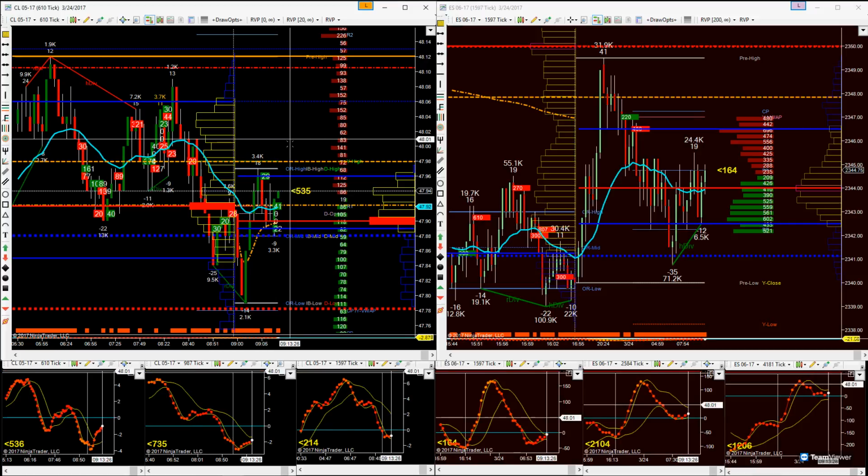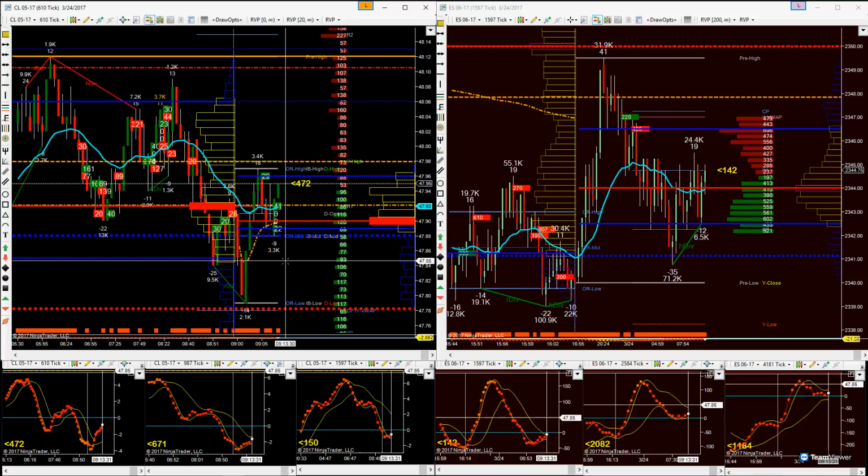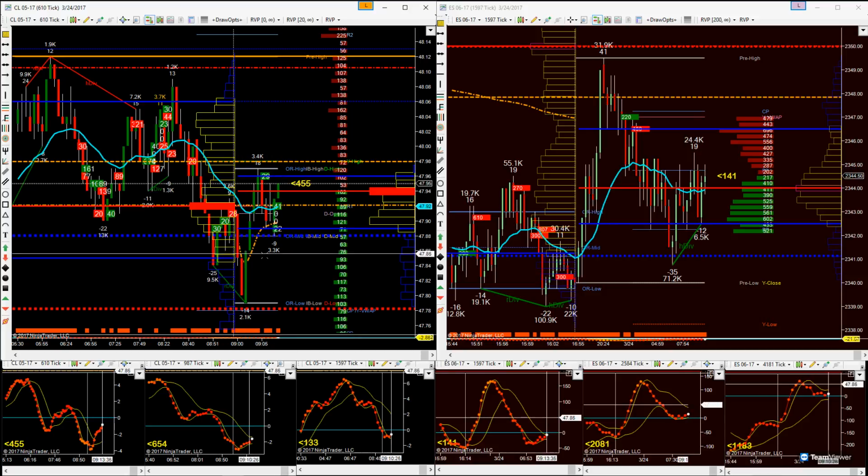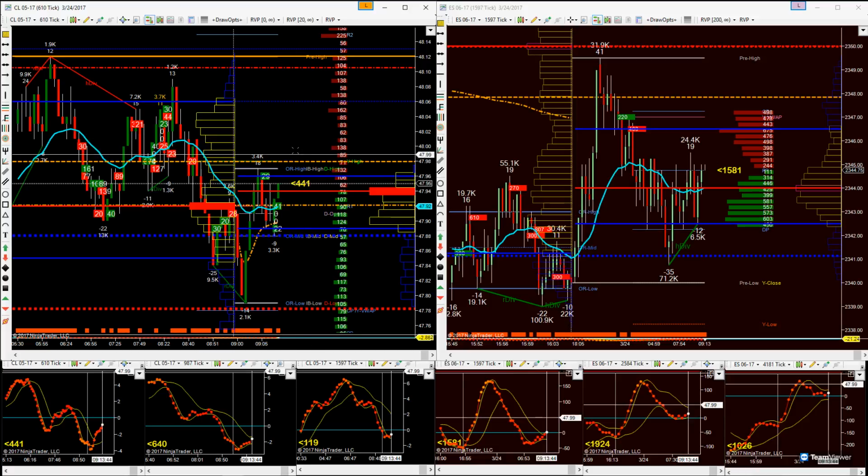Let's look. So we can see here no negative divergence here at the high, right? So this is where the high formed. If you look at the vertical lines on those BB charts, as I move it, you'll see if we come to a high right now, we would not have any negative divergence here. So can't be looking for a short just yet.